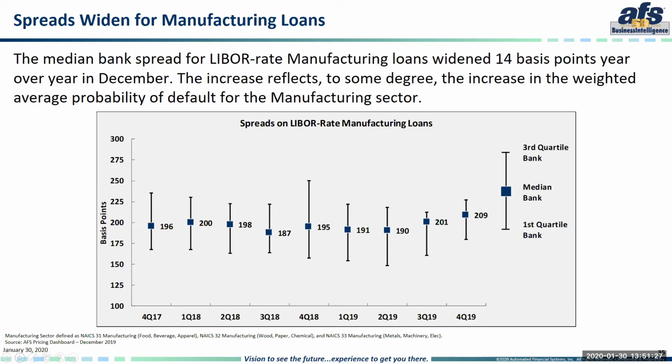In 4Q19, the spread for LIBOR rate manufacturing loans was 209 basis points, up 14 basis points from a year ago. And to help put that figure in perspective, the average LIBOR loan spread for all C&I industries, so manufacturing, finance, energy, you name it, the all-in LIBOR spread was 109 basis points. So not only is manufacturing posting a higher spread, it's actually been widening over the last year. So while default risk increased over the last year for the manufacturing sector, the industry is at least seeing spreads trend in the right direction.